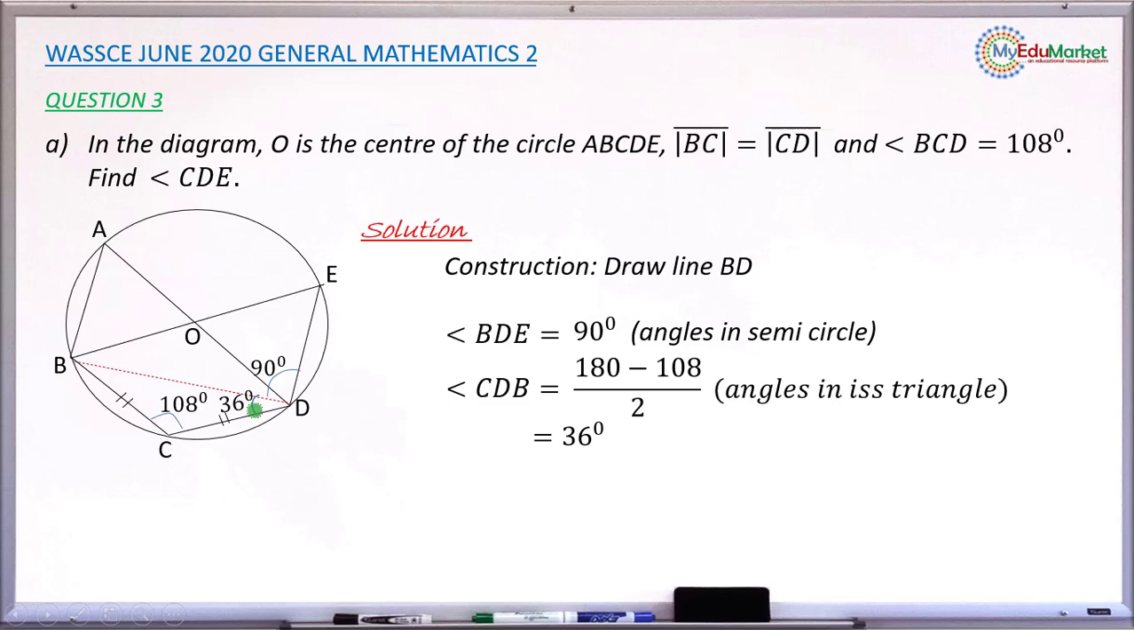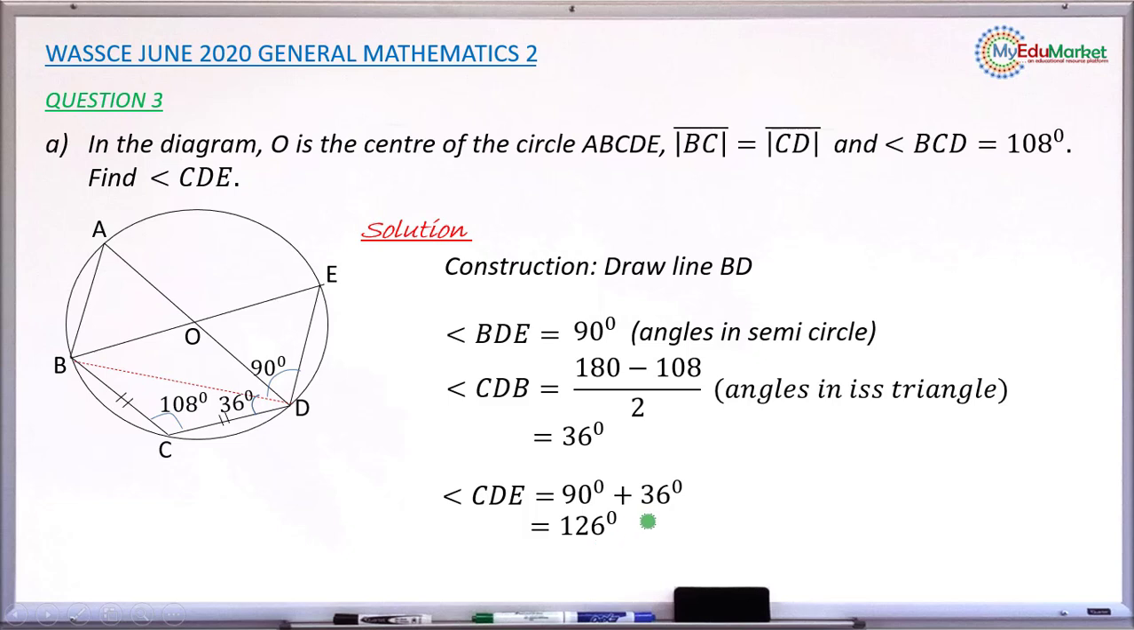Let me mark it. If we continue, remember the angle we are asked to find is angle CDE, and that CDE will simply be this angle 90 plus this angle 36 degrees. Let me just add the two angles. So angle CDE will be 90 plus 36, and adding these two angles correctly gives 126 degrees. And that answers the question.